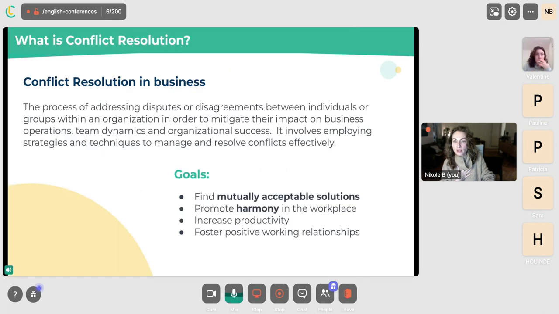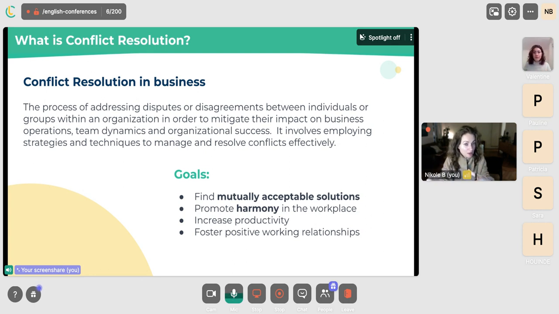So let's have a look at conflict resolution in business now, okay? We looked at it sort of as what it is generally. What is it in business, okay? So basically, it's the process of addressing disputes and disagreements within a group or an organization, okay?